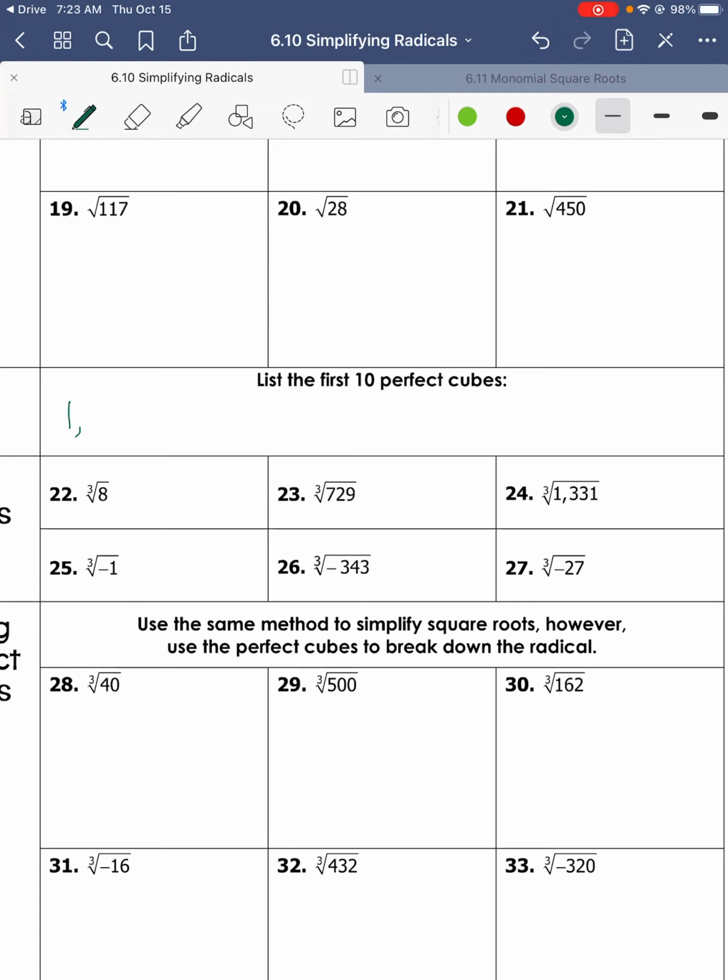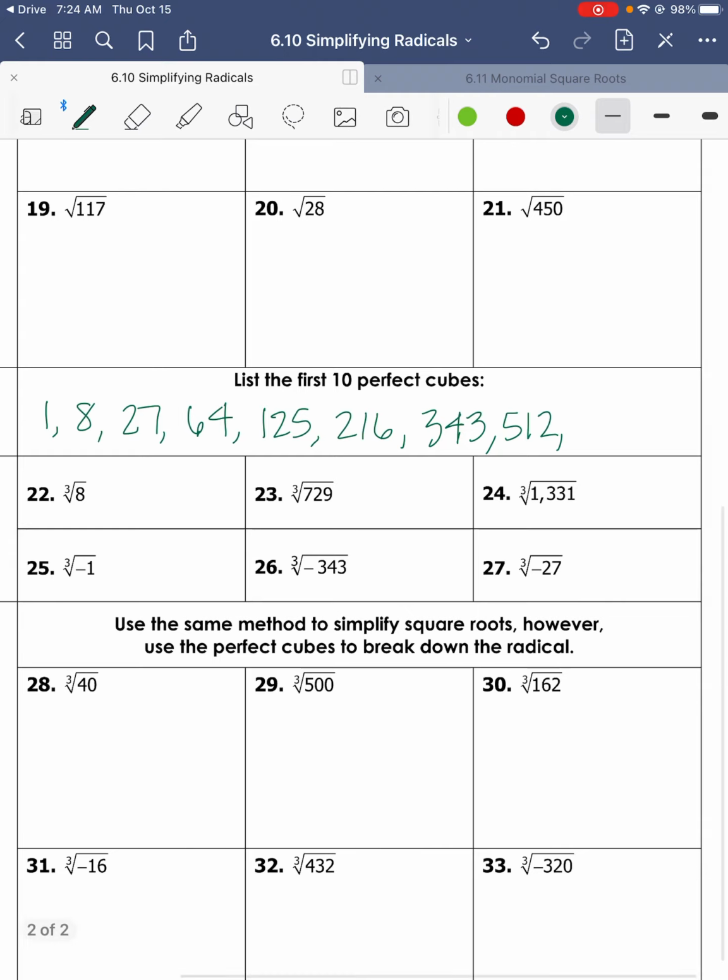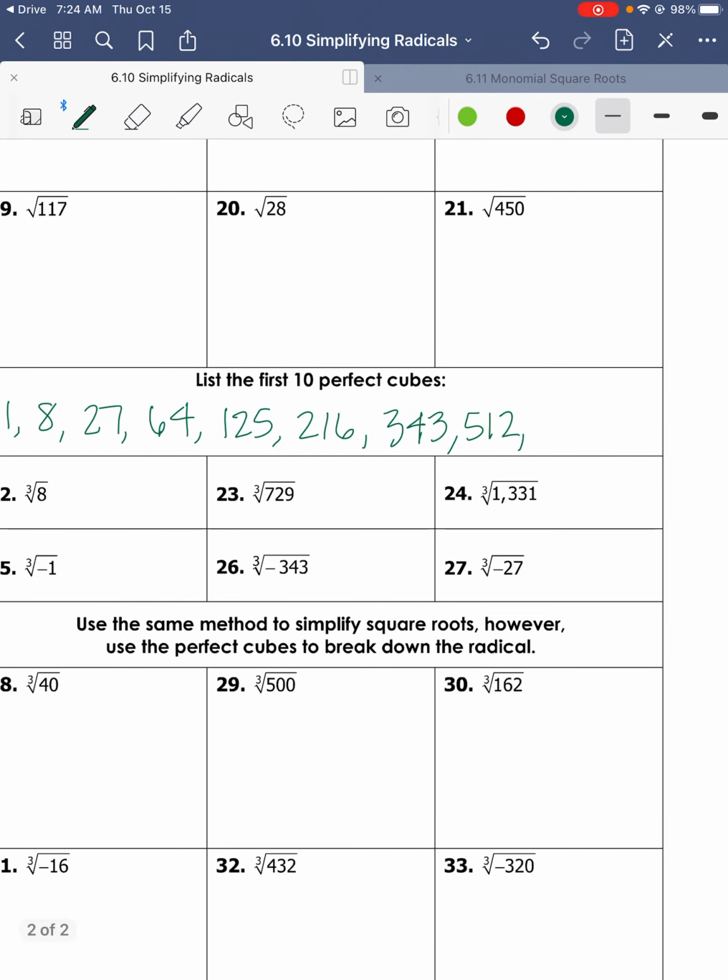Okay, so 1 cubed is 1, 2 cubed is 8, 3 cubed is 27, 4 cubed is 64, 5 cubed is 125, 6 cubed is 216, 7 cubed is 343, 8 cubed is 512, 9 cubed, I'm running out of room, is 729, and 10 cubed is 1,000.